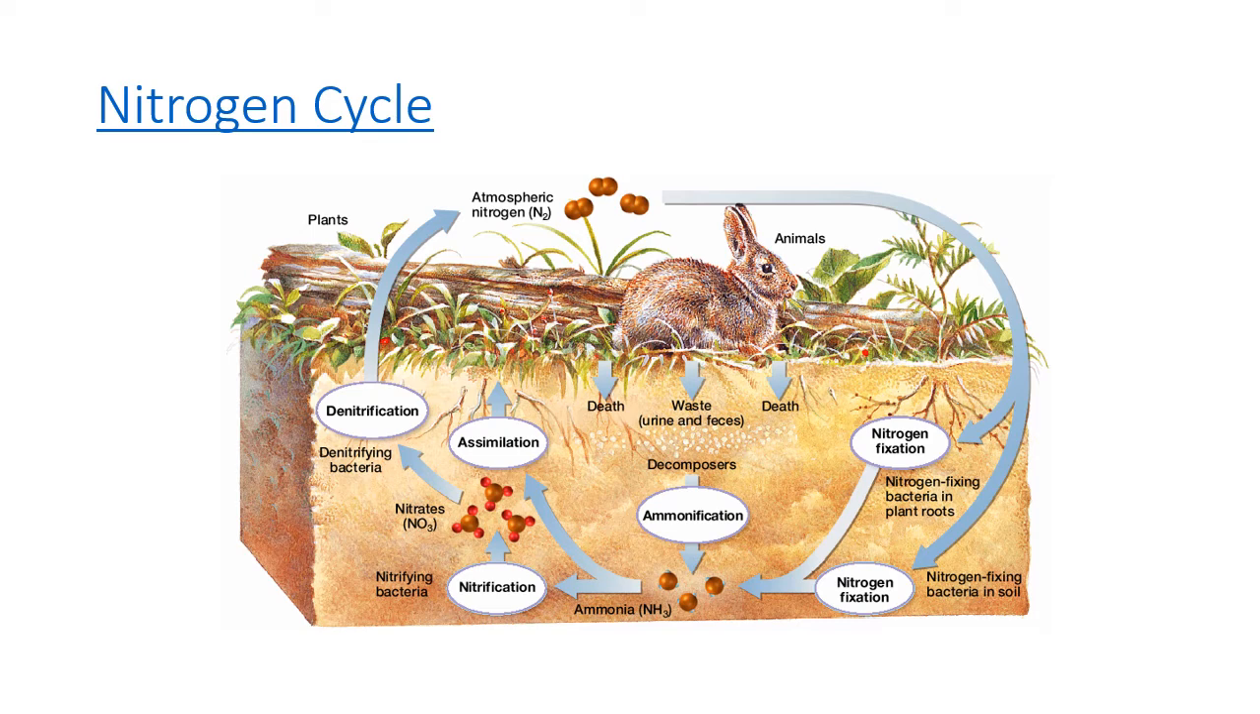So here we have a picture of it with animals when they die or they do waste, so urine and feces. That will bring nitrogen into the ground. Decomposers will then do ammonification, which will turn it into ammonia, which is NH3. Nitrification will take that NH3 and turn it into a nitrate. Denitrifying bacteria can turn this into N2 or nitrogen gas. Plants can use this in their roots through nitrogen fixation. And we have nitrogen fixing bacteria in the soil, which can then turn nitrogen gas back into ammonia or into nitrate.